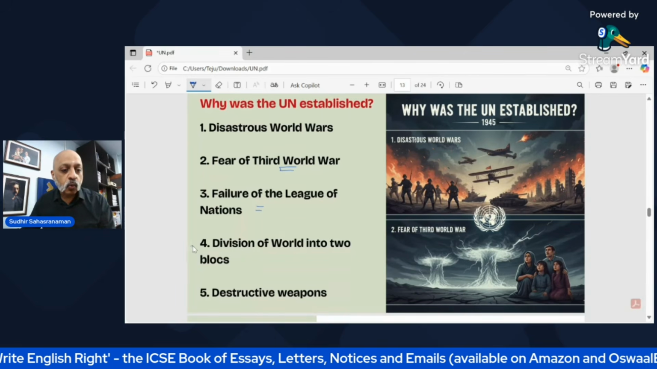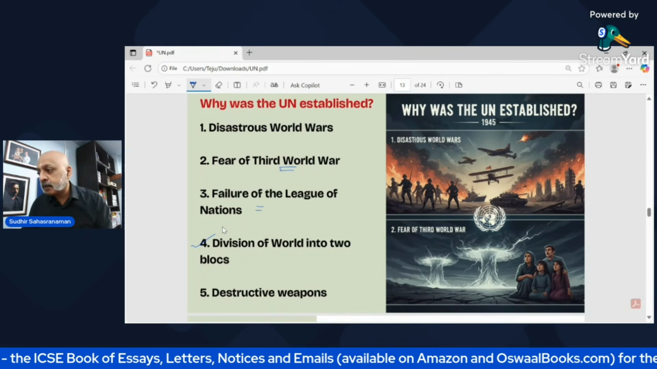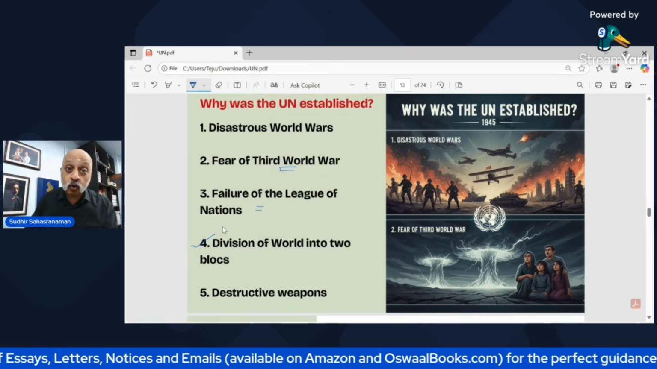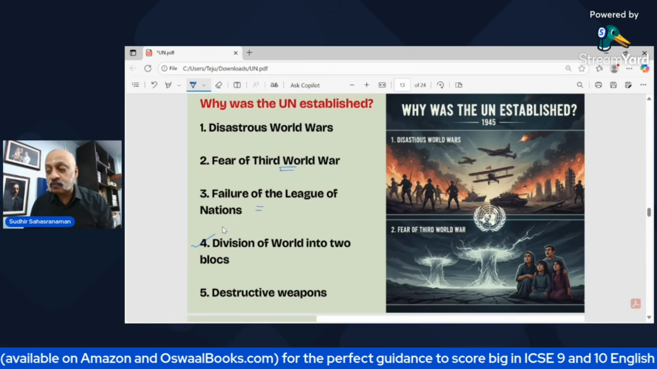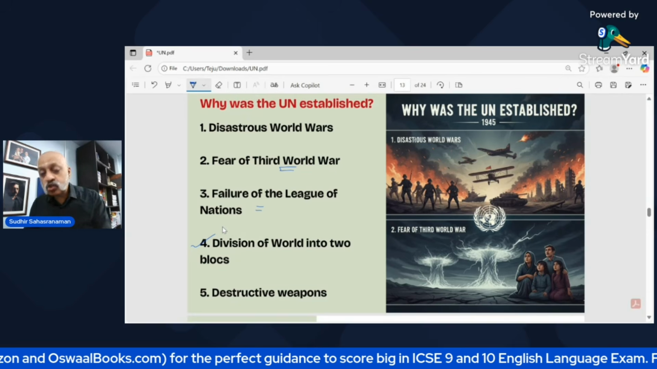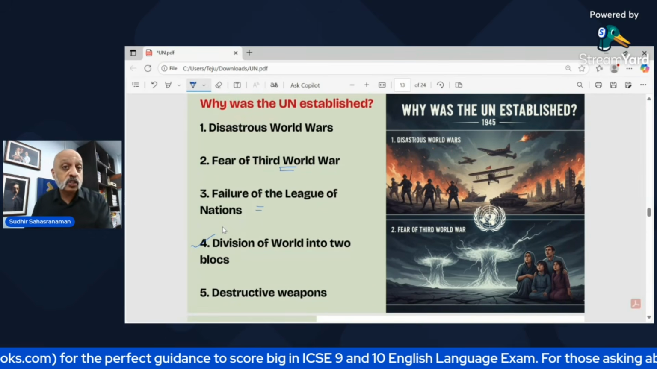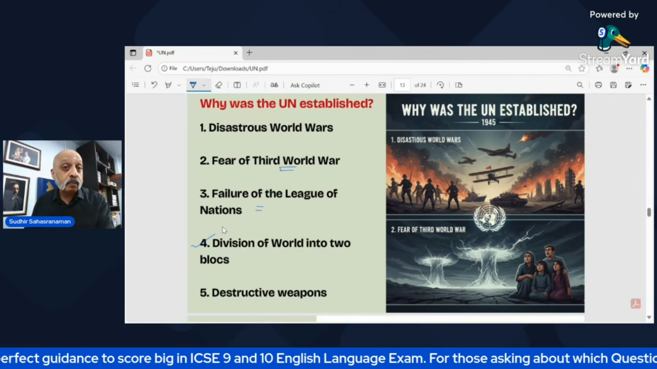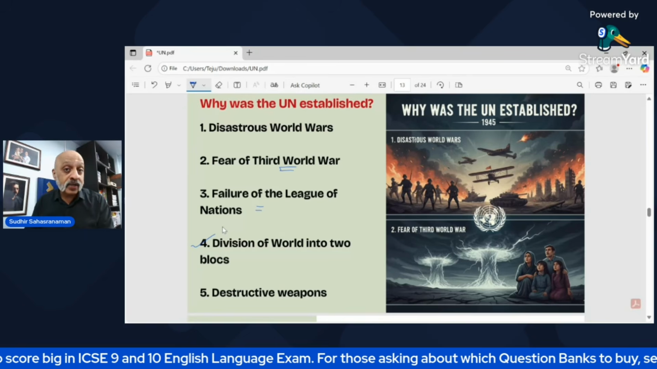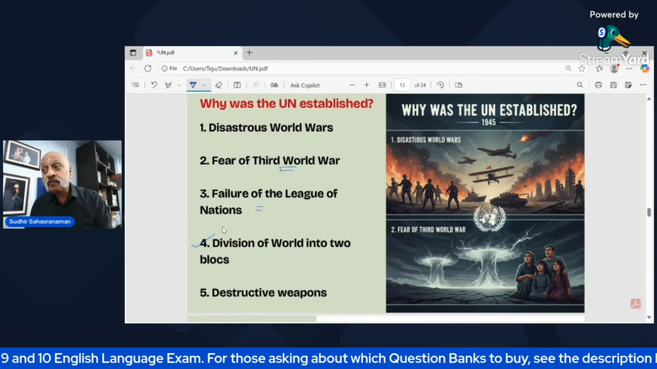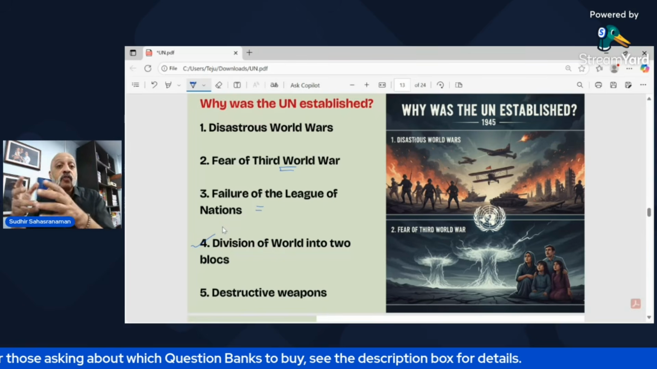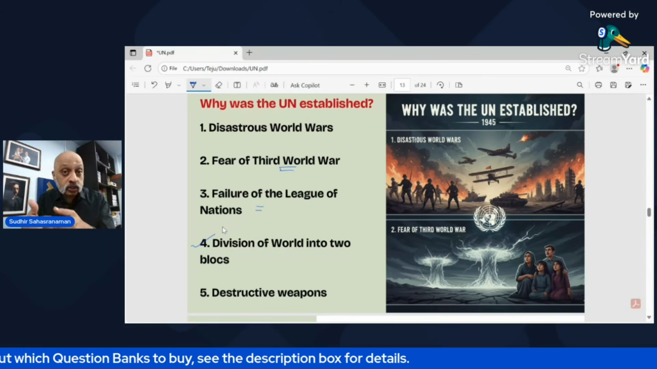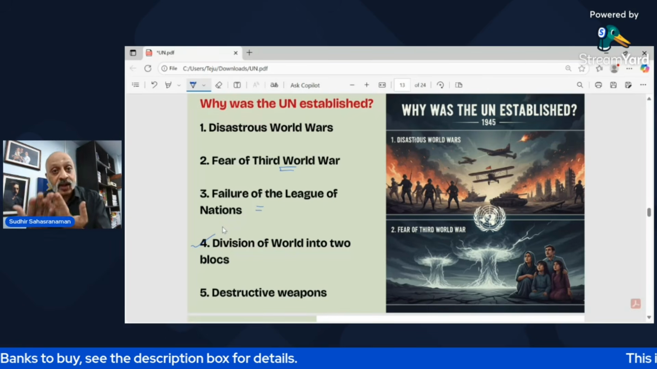Then the division of the world into two blocks that happened after the Second World War. We spoke about the Cold War in the previous chapter explanation video. Please go and have a look at it. And they realized that these two blocks with very different ideologies, one was the communist bloc led by USSR, one was the capitalist bloc led by USA, would lead to a clash of thoughts, a clash of ideologies over a period of time.